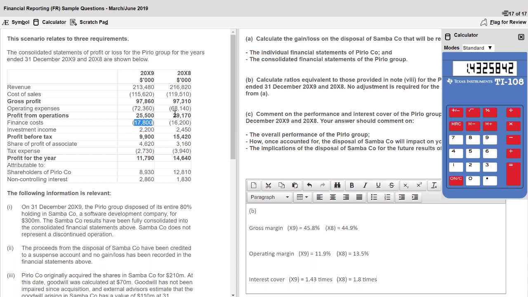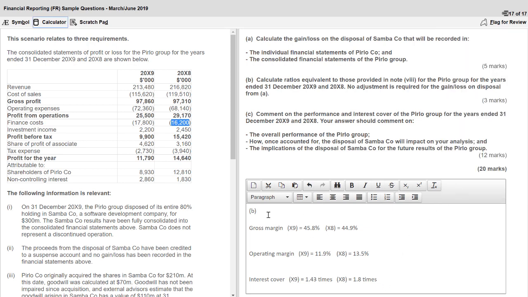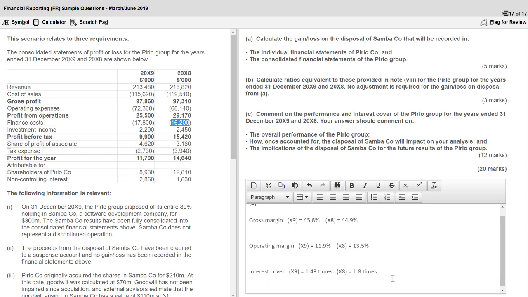For the next year, x8, 29170 divided by 16200. So 29170 divided by 16200 equals 1.8. There we go. Excellent. So there you have it. Again, just to draw it to the examiner's attention, I just put part B there in bold. You don't have to. It's entirely up to you.